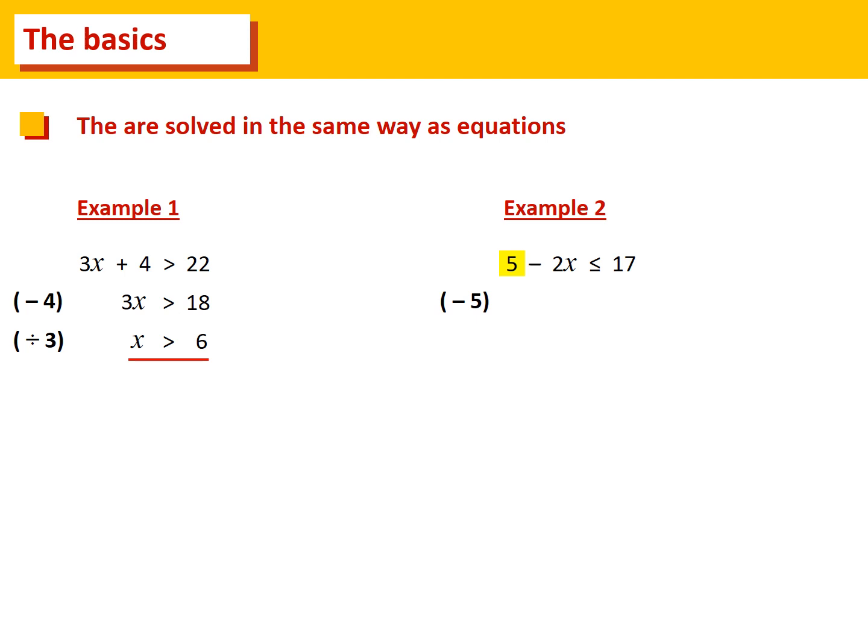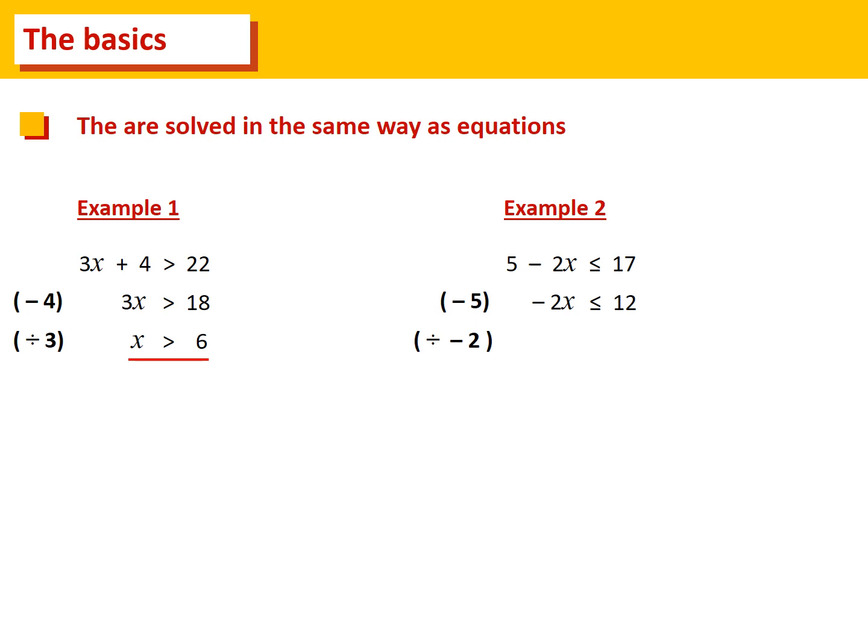Now, when we subtract the 5 on the left-hand side, we're left with that negative 2x. Then the inequality is less than or equal to, and on the right-hand side, when we subtract 5, don't forget we must do to one side what we've done to the other, we're left with 12. And then we need to deal with the negative 2, because we've got negative 2x, so we divide both sides by negative 2, and here's a really important step coming up.